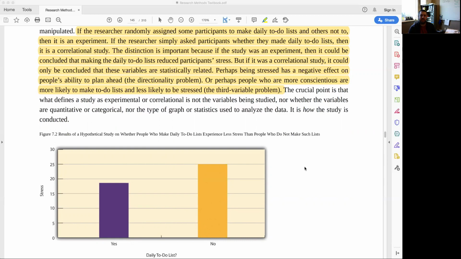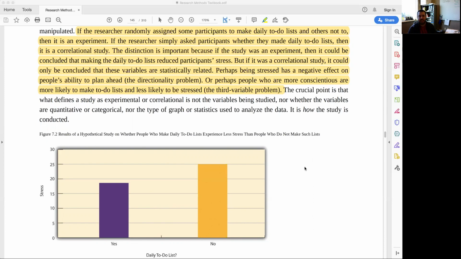If the researcher randomly assigns some participants to make daily to-do lists and others not to, then it is an experiment, right? And then yes, we would be able to say, based upon the study, that it does appear that if you make daily to-do lists, you experience less stress. However, if the researcher simply asked participants whether they made daily to-do lists, then it's a correlational study. That distinction is important because from an experiment it could be concluded that making the list actually reduces stress. By correlation, it can only be concluded that these variables are statistically related. And this is where we get into directionality and third variable problems.